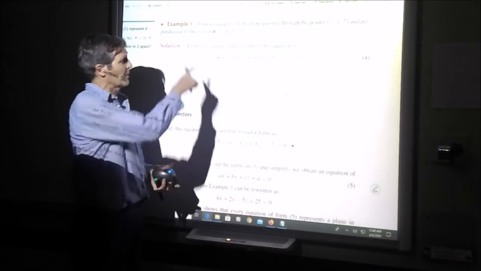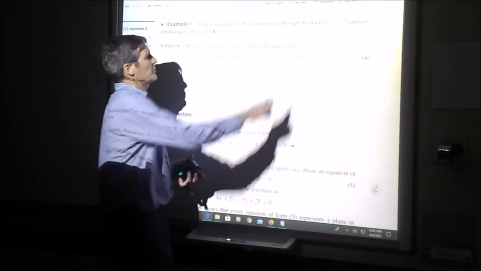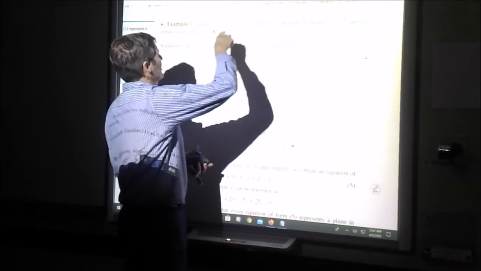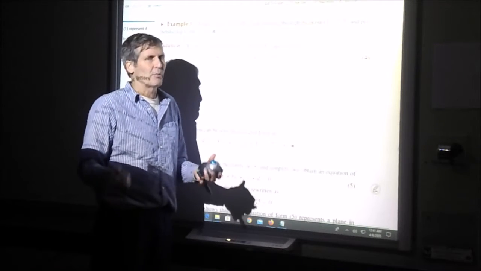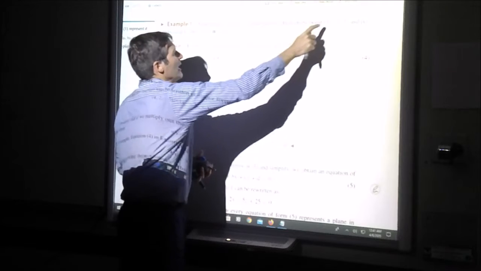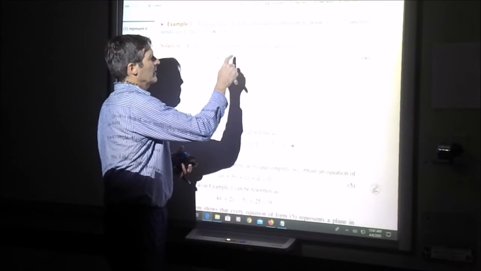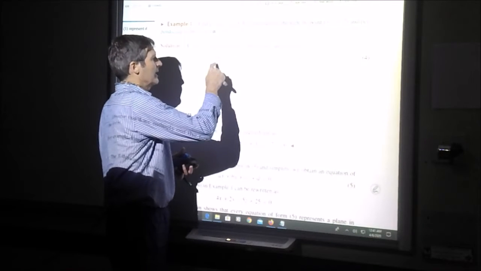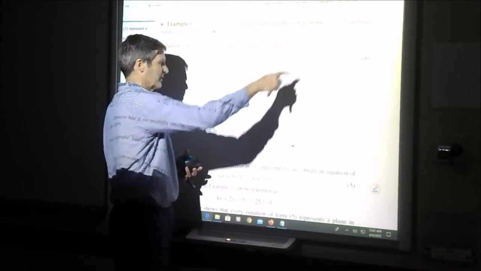Here's a real simple problem just to start. Suppose I want to find the plane that goes through a point and has a particular normal vector. That's exactly what I need, right? I have the point normal form. I simply put a, b, and c, x0, y0, z0 into the point normal form. A, b, and c go here, x0, y0, z0 go here. A times x minus x0 plus b times y minus y0 plus c times z minus z0 equals 0.